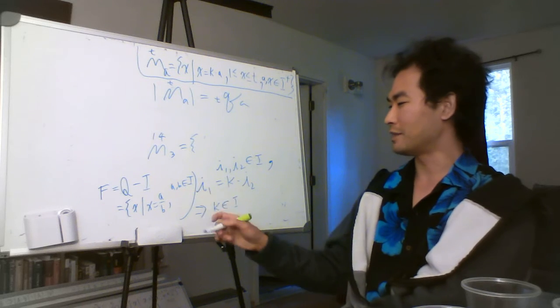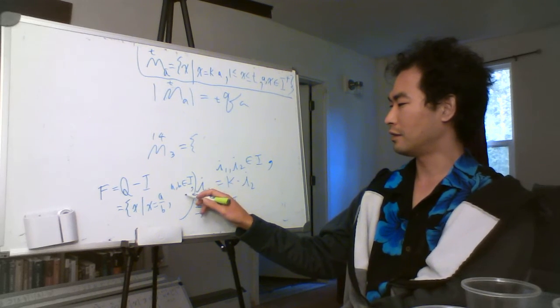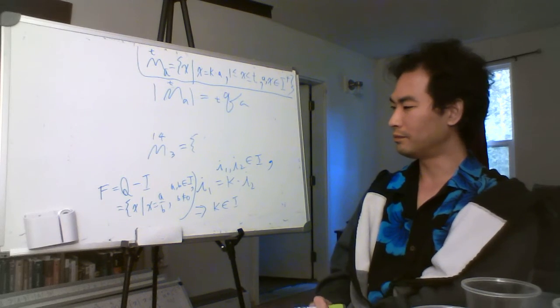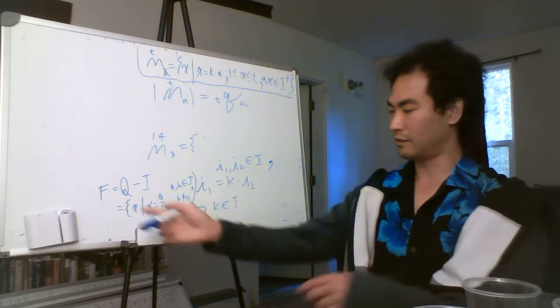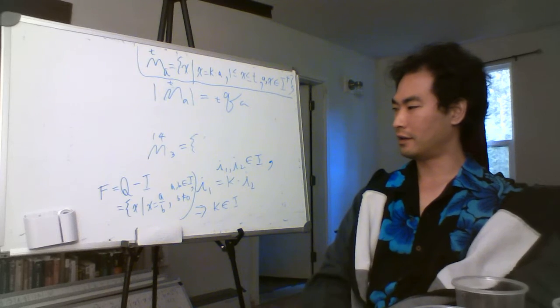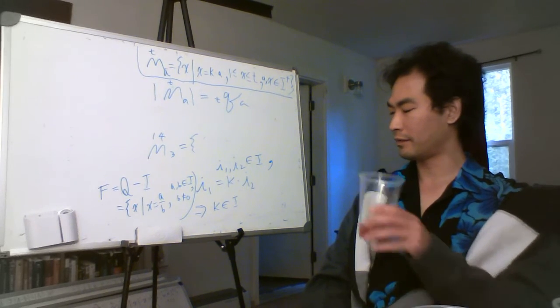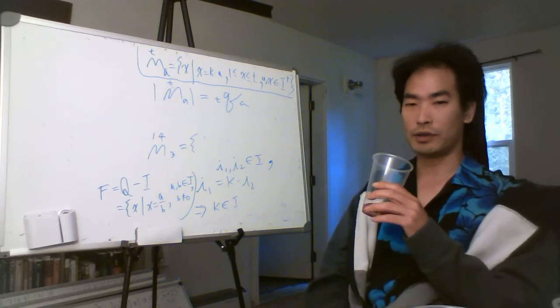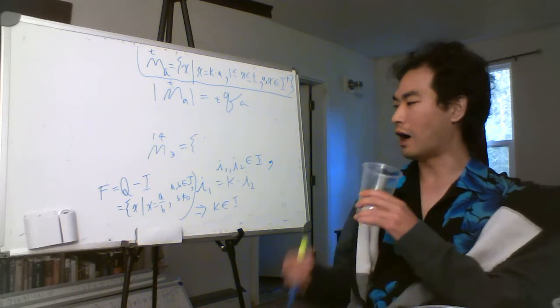But b cannot be 0, so b is not 0. Okay, so that's fraction set F. It is important for our purposes.